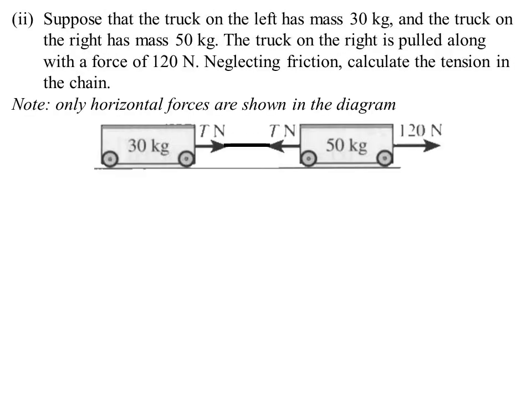Okay. Suppose the truck on the left has got a mass of 30 kilos and the truck on the right's got a mass of 50 kilos. The truck on the right is pulled along with a force of 120 newtons. Neglecting friction, so we assume there's no friction in this problem. Calculate the tension in that chain. So a chain we could treat like a string.